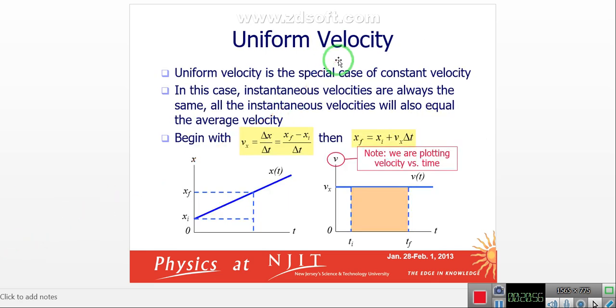So uniform velocity, I told you before that the object is going to cover an equal displacement in an equal interval of time. After each 2 seconds, the object covers an equal displacement. After each 2 seconds, the object covers an equal displacement. This is called uniform velocity.